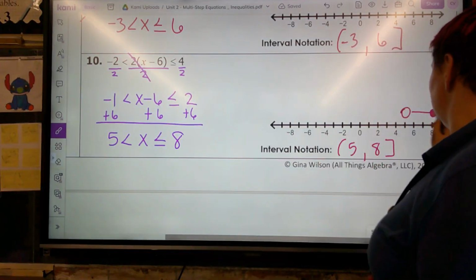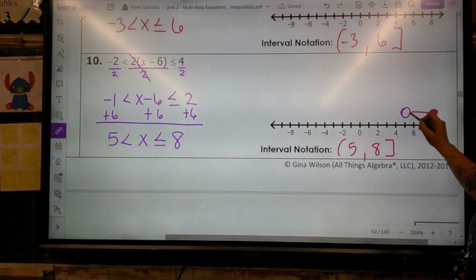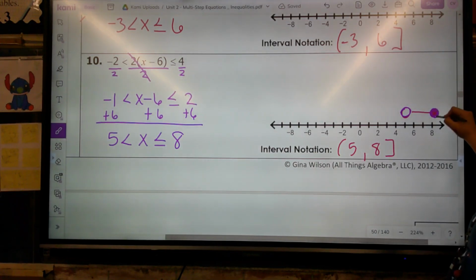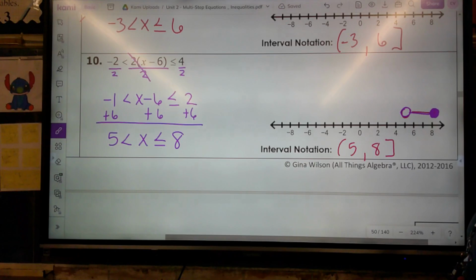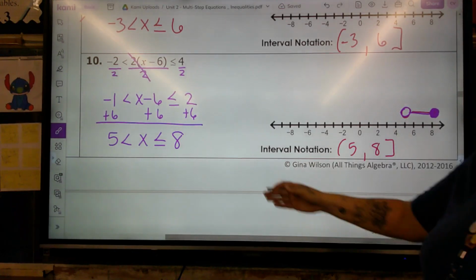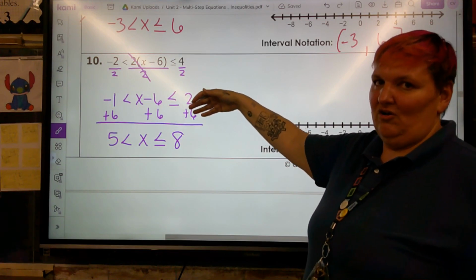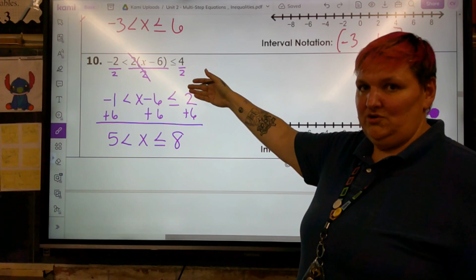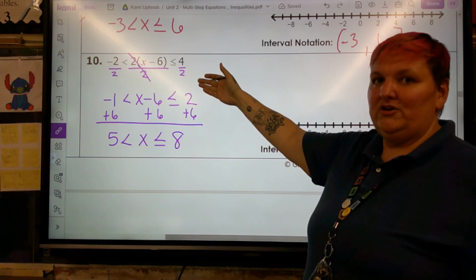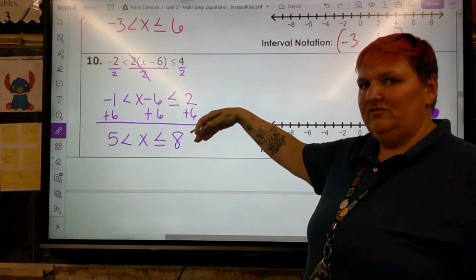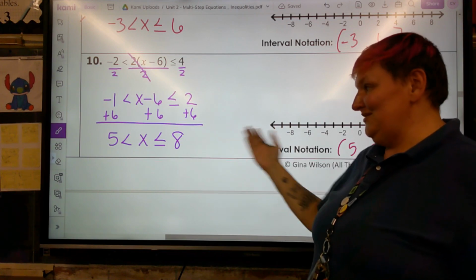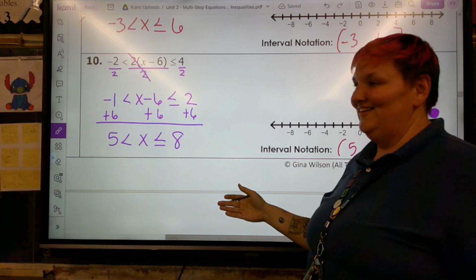It's open circle on the 5, closed circle on the 8, connect the line. So whether you distribute and then solve or divide by 2 to isolate the group and then solve, either way it works out to be the exact same answer. Alright, glue it in.